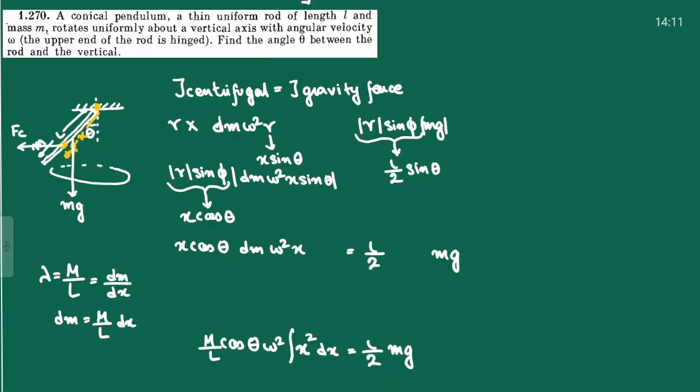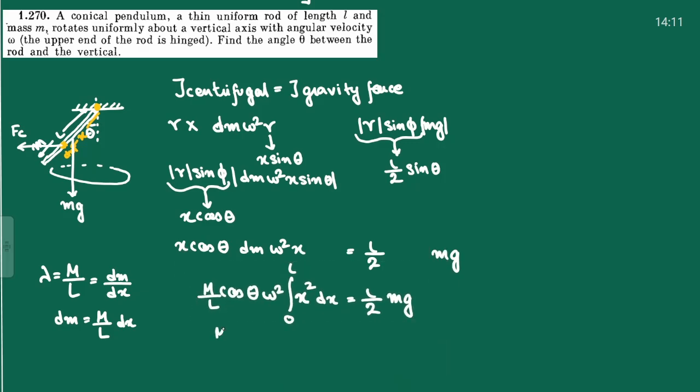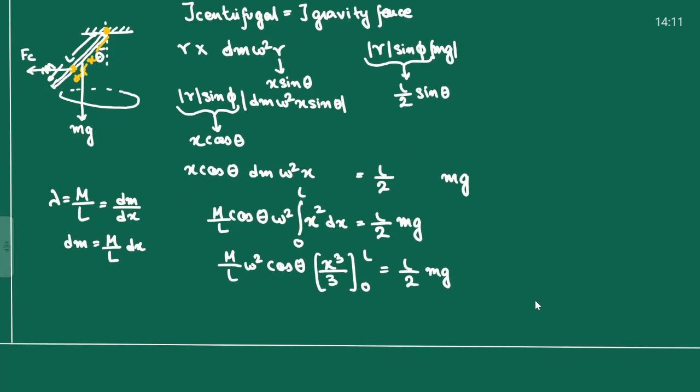Now if I integrate this x square dx from 0 to L, I'll get my answer. I'll get the value of theta. So let's solve this problem. Let's take this entire equation a little bit up. So m by L omega square into cos theta into x cube by 3 from 0 to L is equal to L by 2 mg. Now if I integrate this, I'll get m by L omega square cos theta L cube by 3 is equal to L by 2 mg.